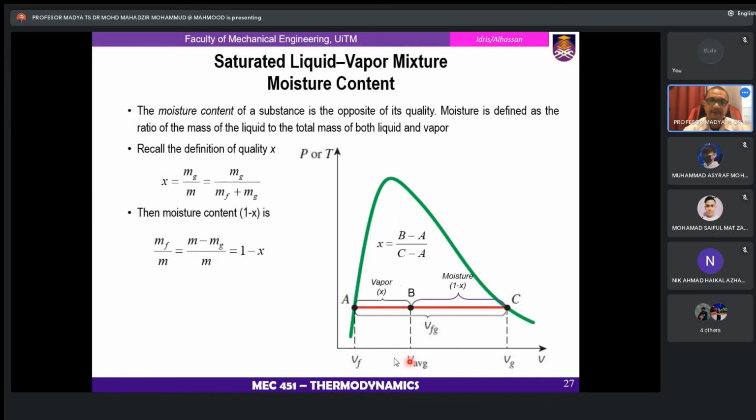So if you know the quality is the vapor percentage of the mixture, then the moisture content is the balance of this mixture. So if in this mixture the vapor you found is 80%, another 20% is moisture content. The moisture is defined as the ratio of mass of liquid to the total mass of both liquid and vapor.